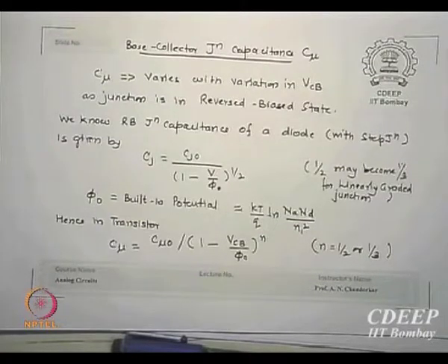What is the capacitance in a reverse bias diode? Even at zero bias, the junction is called forward bias or reverse bias. Even at zero bias, the junction is always reverse bias.